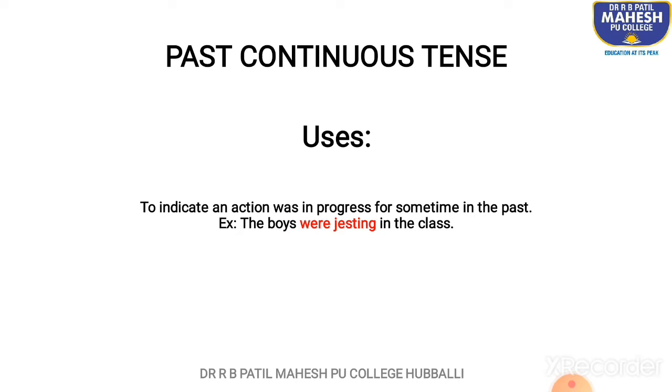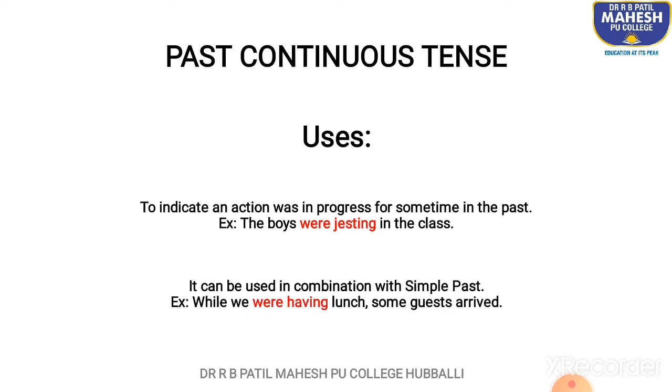So, the boys were jesting in the class. Were jesting, past continuous tense. We talk about an action that was in progress for some time in the past. This particular action was in progress in the past for some time. So, the boys were jesting in the class.